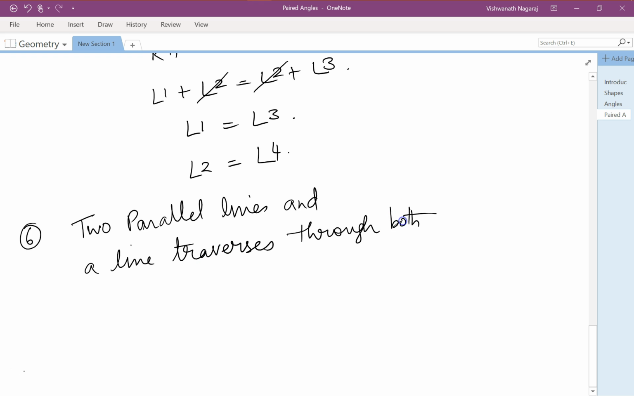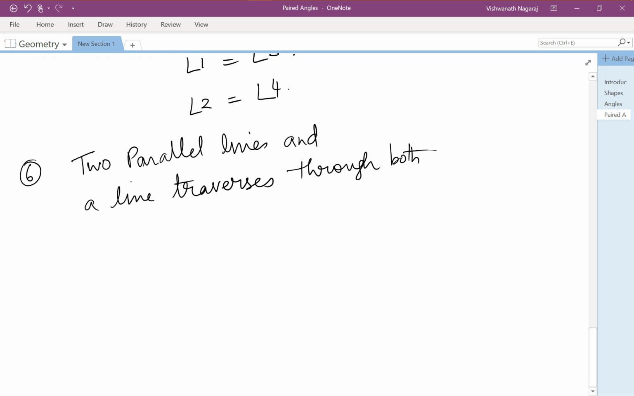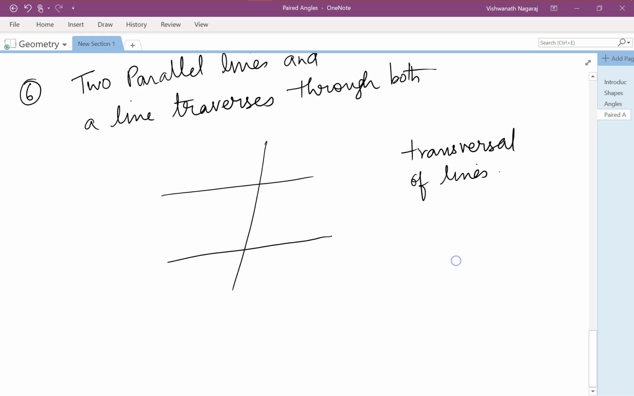Things become very interesting when you have two parallel lines and a line traverses through both. Two parallel lines and a line traverses through both. Okay, so let's say these two are parallel lines and this is a line which traverses. It's also called transversal of lines. Okay, now here becomes very interesting because now we have 1, 2, 3, 4, 5, 6, 7, 8 angles.